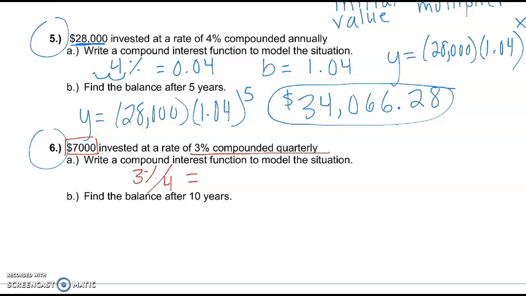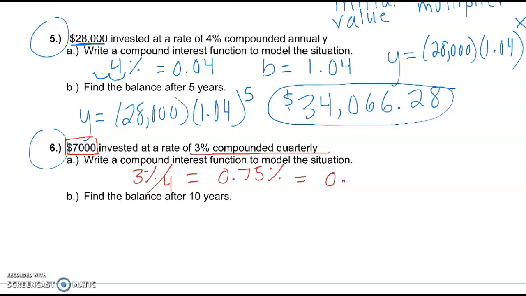So when I do that, if I take that 3% and divide it by 4, we get 0.75%. So instead of getting 3% at the end of the year, every quarter, so 4 times a year, I'm just going to get 0.75% of that. Now this is still written as a percent, so I'm going to need to change this into a decimal. How do I do that? I move my decimal 2 places to the left.